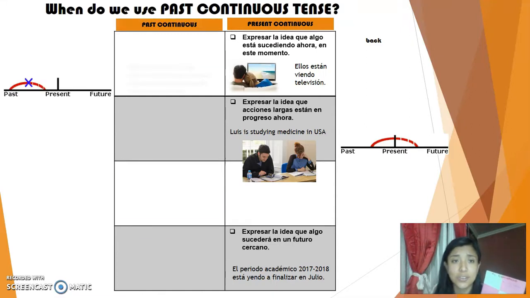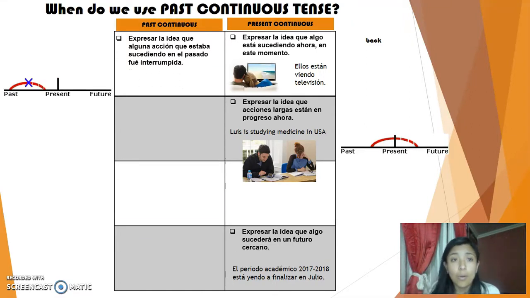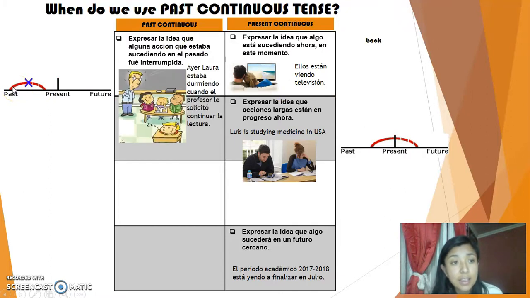When do we use past continuous tense? Well, we use past continuous tense to express the idea that an action was happening when suddenly it was interrupted by another. For instance, yesterday Laura was sleeping when the teacher asked her to continue the reading.